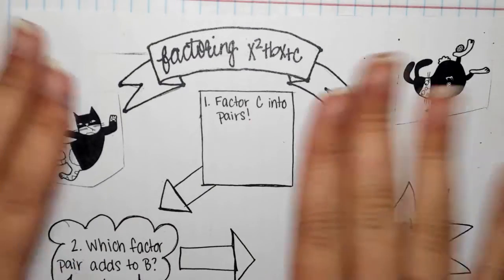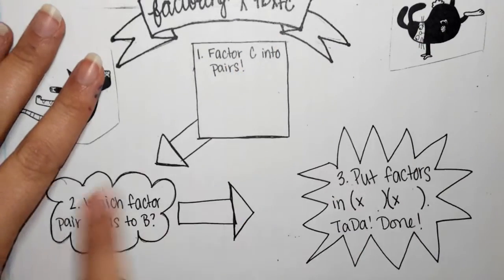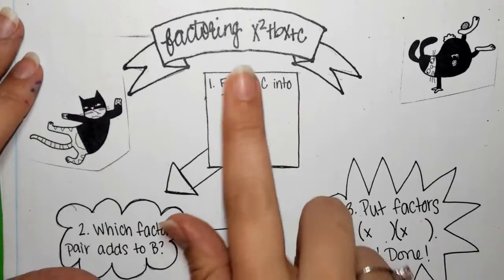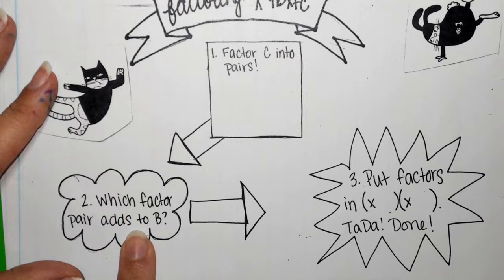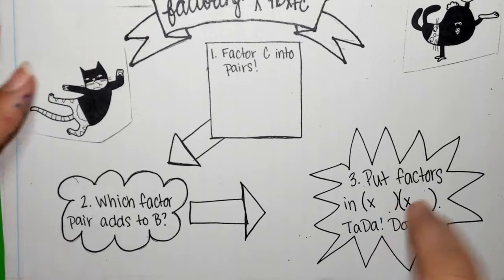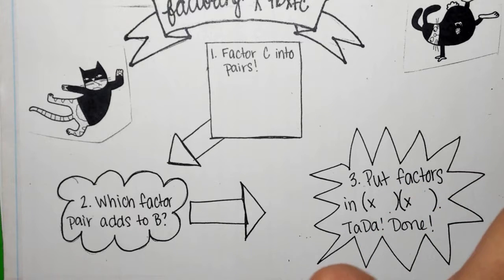Alright, so what we're going back to today is FOIL. Now, there are 3 steps that we have to look at. We have to factor C into pairs, see which factor pair adds to B, and then put the factors in parentheses. It really is easy. You just have to focus.